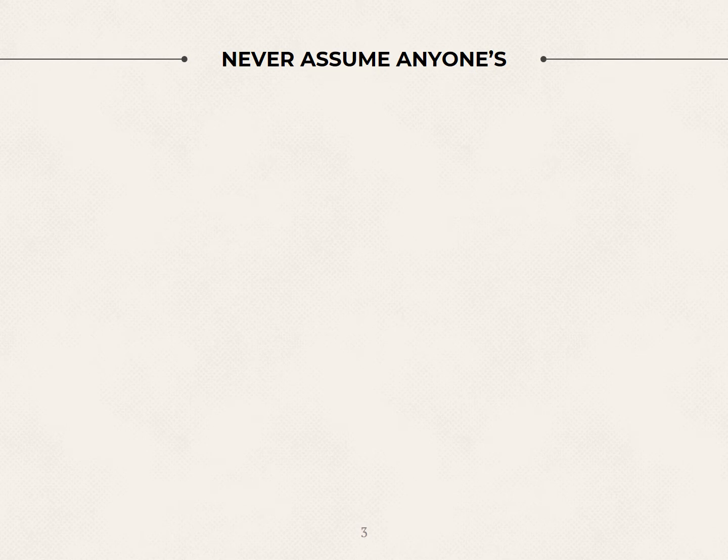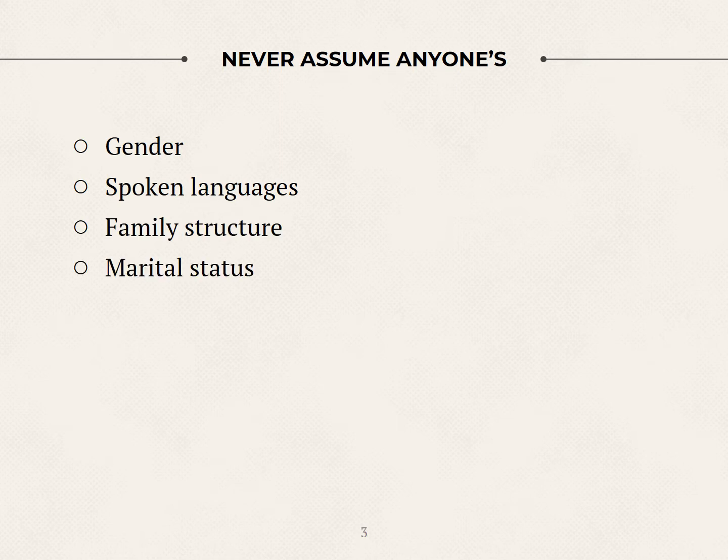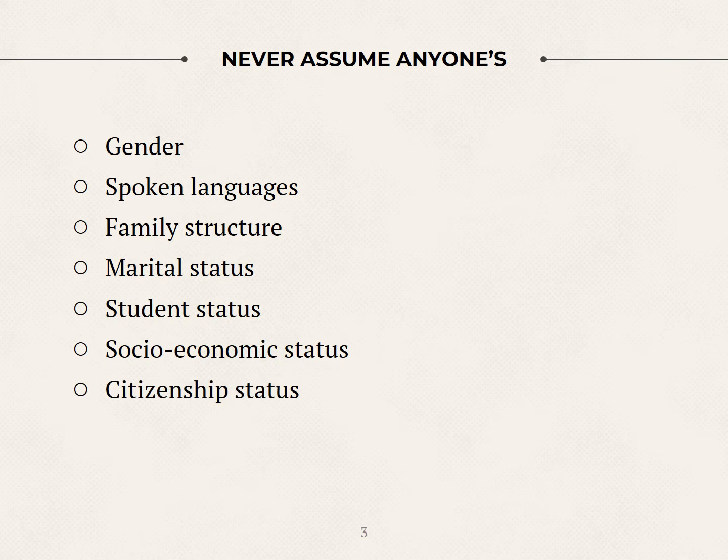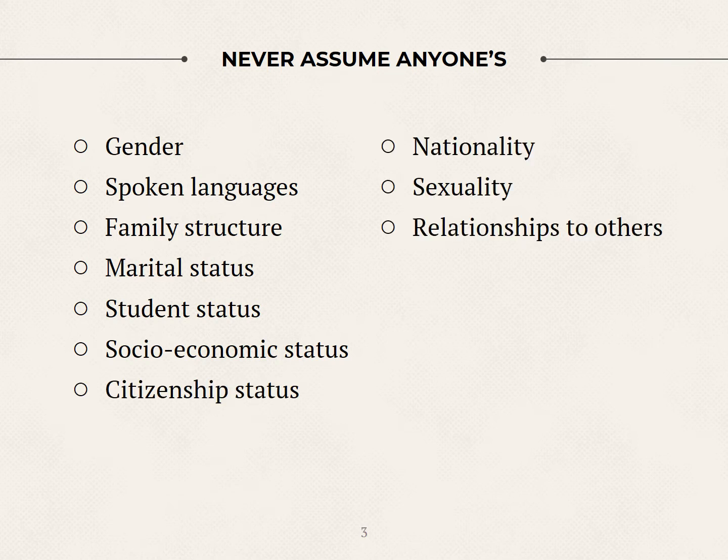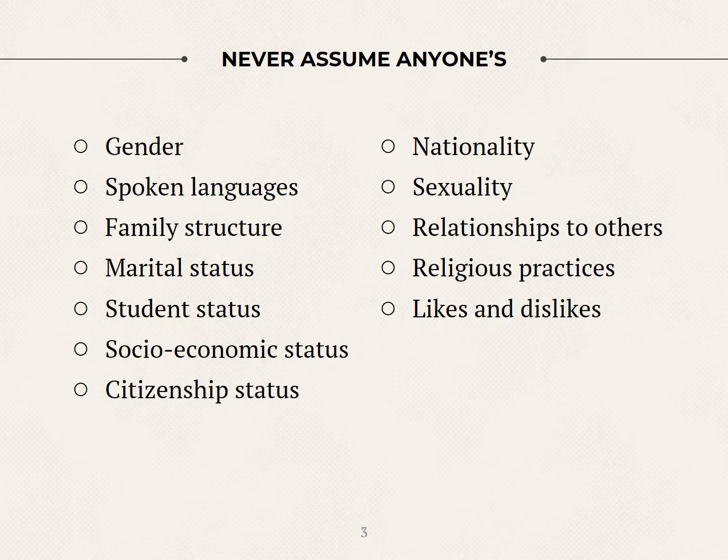Now, because so many aspects of identity are invisible or not immediately apparent, it's important that we never assume any of these identifications. Gender, spoken languages, family structure, marital status, student status, socioeconomic status, citizenship status, nationality, sexuality, relationships to others, religious practices, likes and dislikes, or abilities.